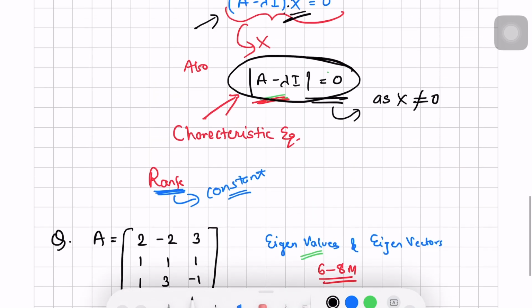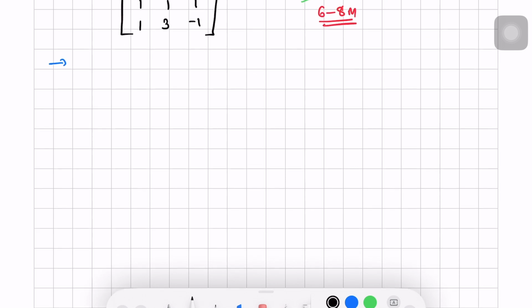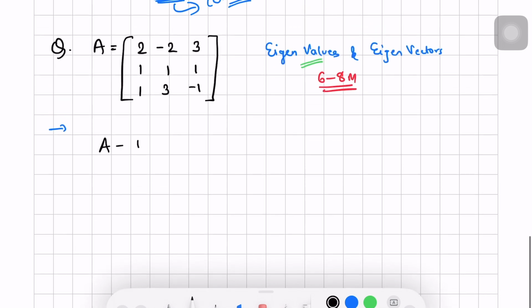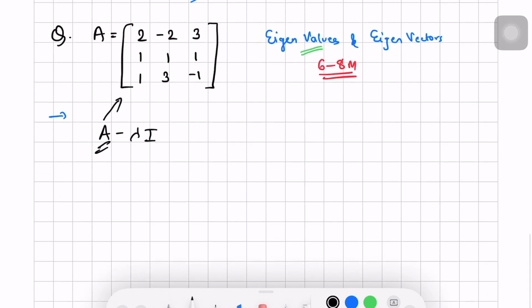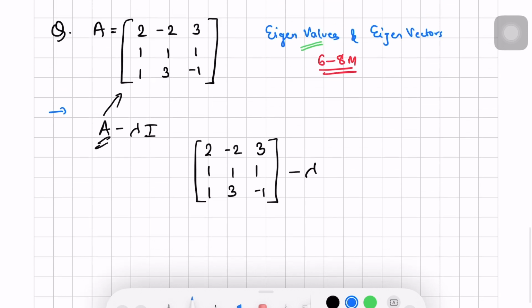So what does that equation say? A minus lambda I. So we are going to find out A minus lambda I. And A is given in the question, which is a matrix. So we will substitute in this matrix A: 2 minus 2 3, 1 1 1, 1 3 minus 1. Minus lambda will remain as it is, and you must know that I is a unit matrix which has values 1 0 0, 0 1 0, 0 0 1.